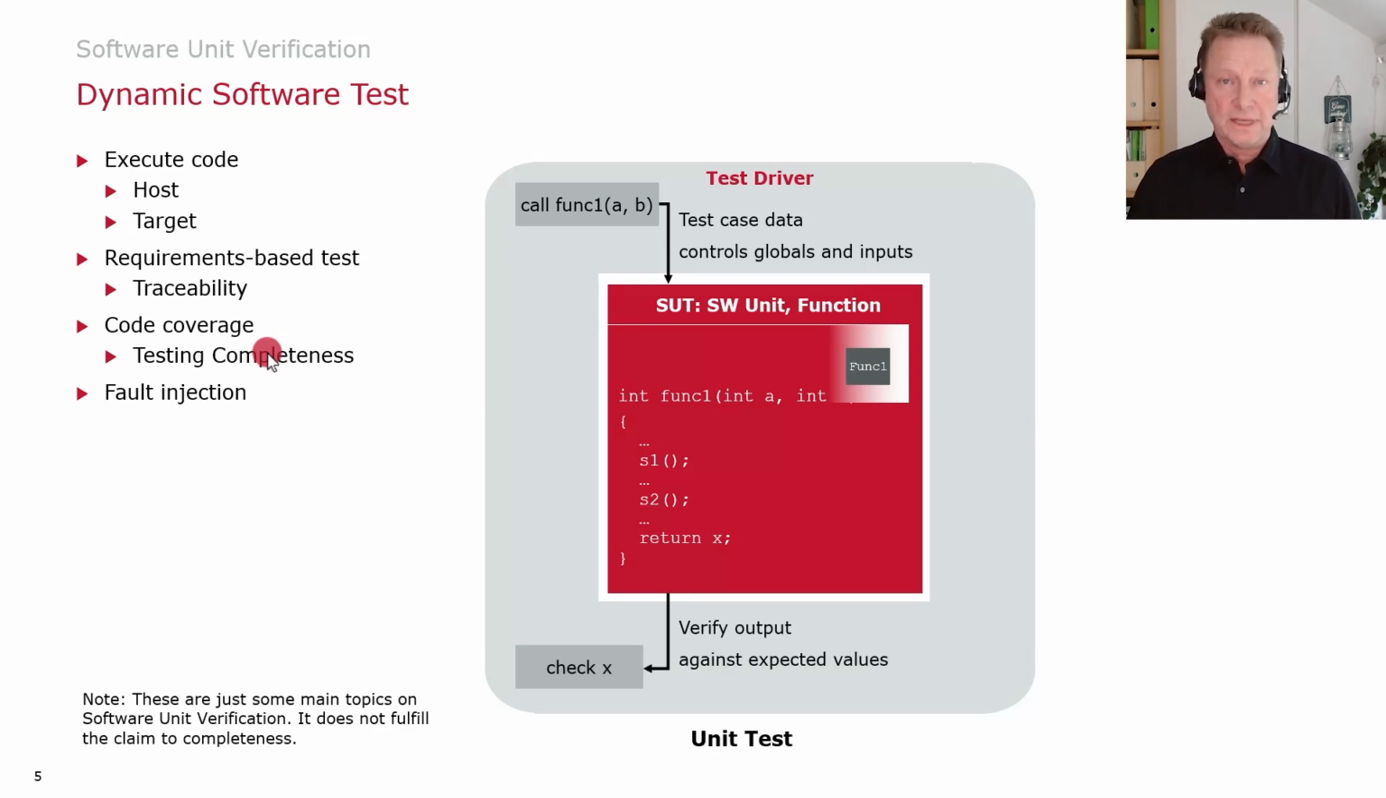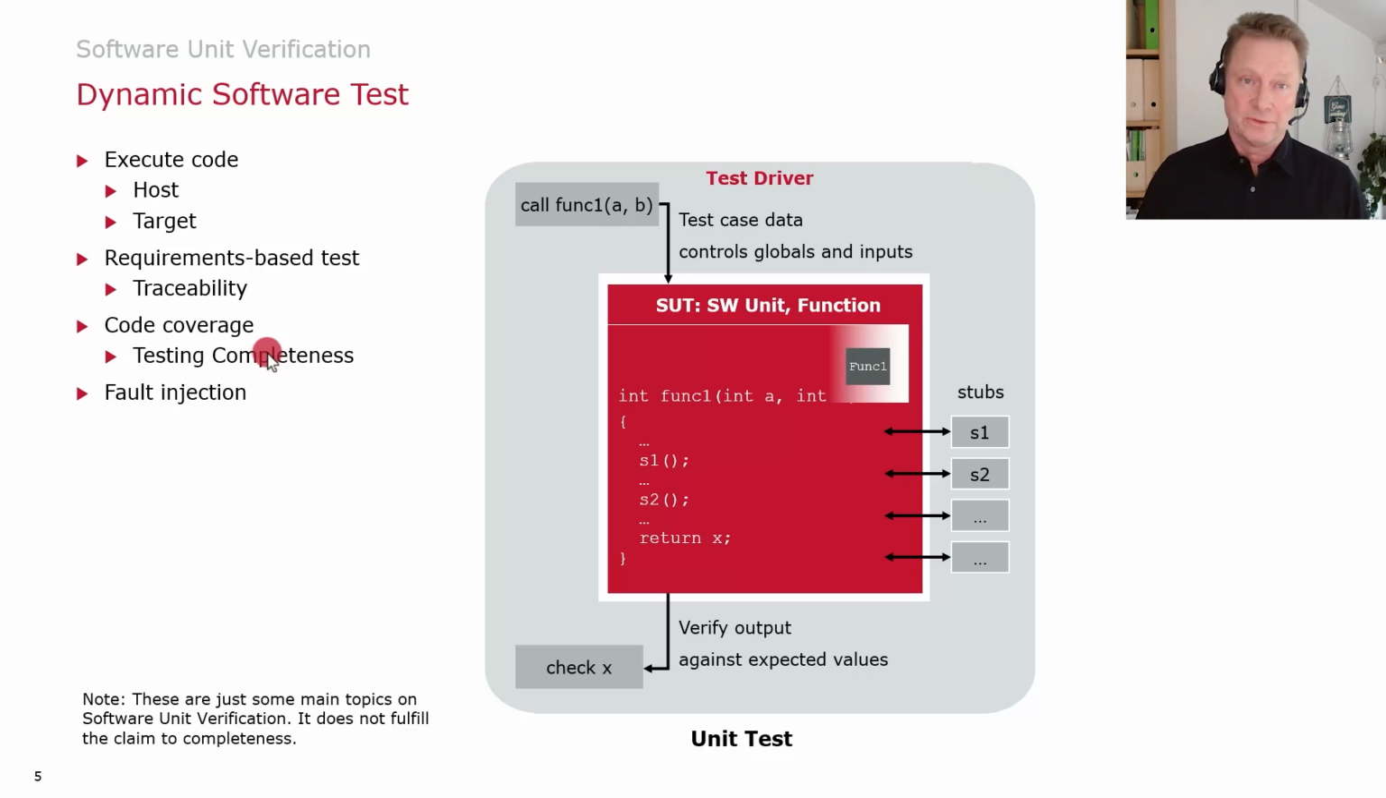Usually, we use external functions in our code. We need to have some replacement code in order to be able to compile and link. We call those stubs. Some call those mocks or fake functions.